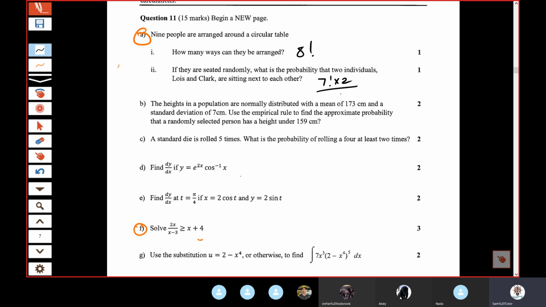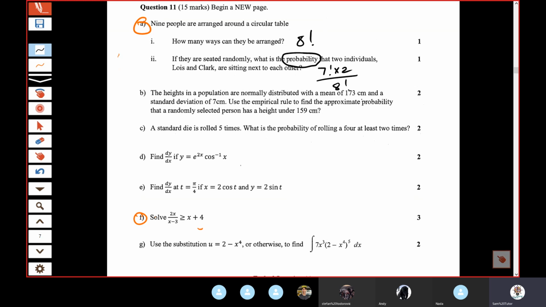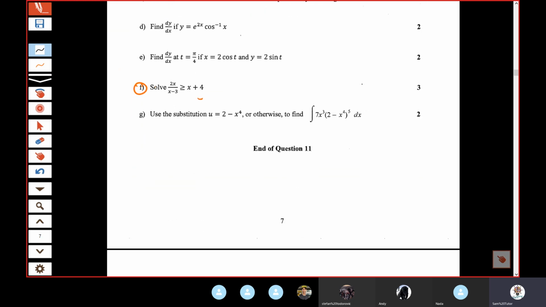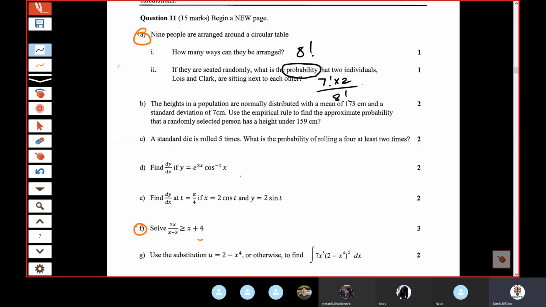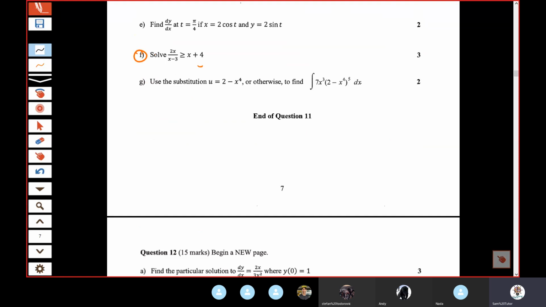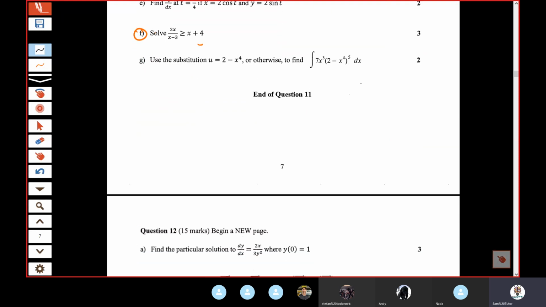Oh, don't tell me you didn't get the mark. Probability. You don't do it over 8. I'm saying if you don't do it over 8 factorial, you just lose. What a waste of time. Question 11, nothing. You got nothing for it. All right, F. Any questions? No, I didn't think so. All right, F.